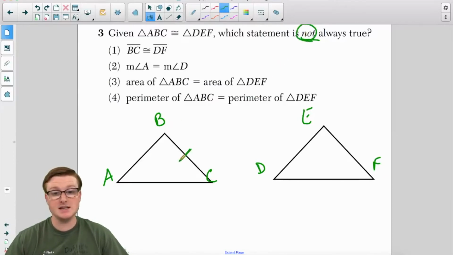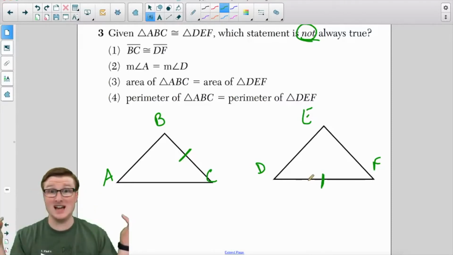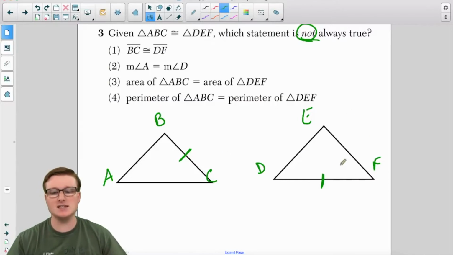Well, BC is congruent to DF. Is that not always true? Yes, it is not always true. I mean, it could be true, but it's not always true because those are not corresponding to each other. BC is not corresponding to DF. BC is corresponding to EF, not DF. So therefore, choice 1 is your answer.